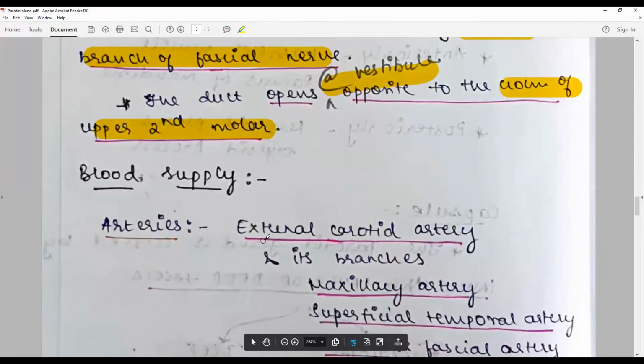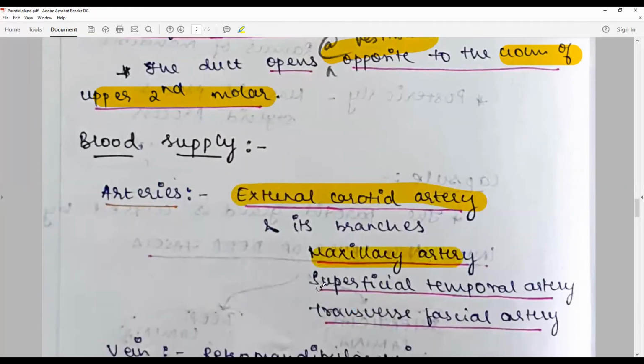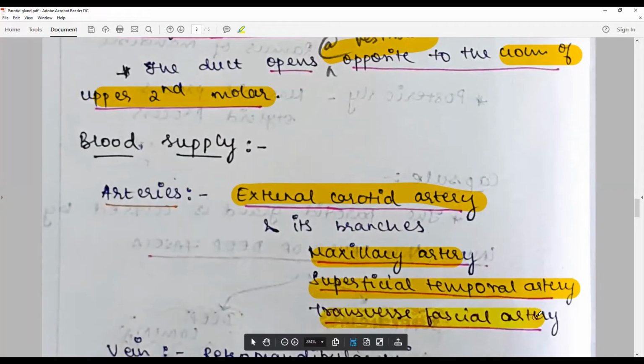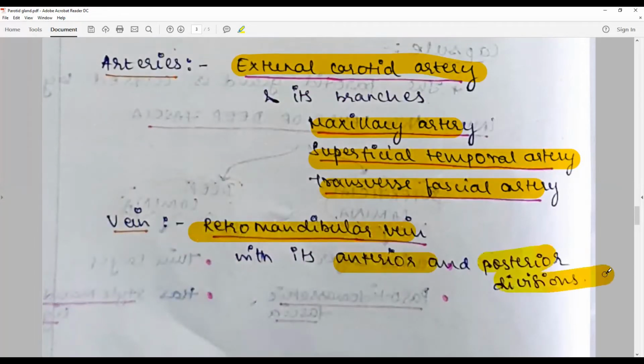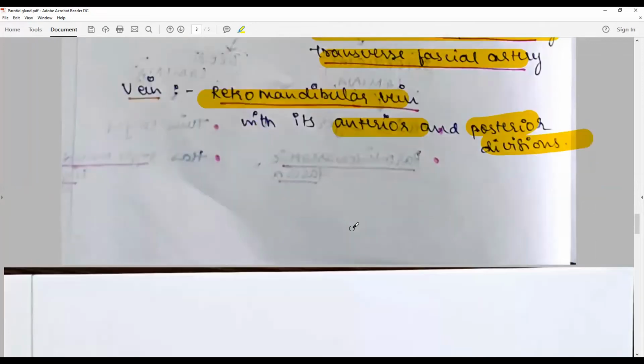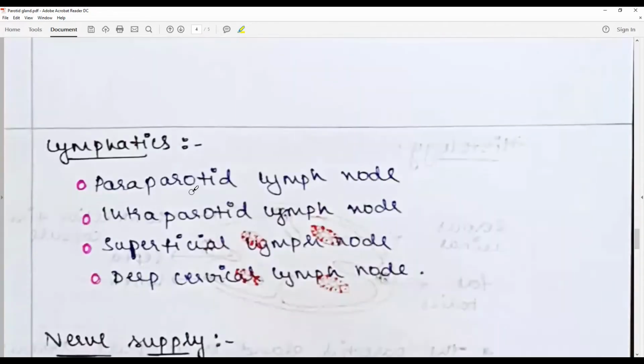The blood supply: the major blood supply to the parotid is the external carotid artery and its branches, namely the maxillary artery, superficial temporal artery, and transverse facial artery. All this applies to the parotid. The vein is the retromandibular vein with its anterior and posterior divisions draining the parotid gland. Lymphatics: the lymphatics drain to the parotid, intraparotid, superficial lymph nodes, and the deep cervical lymph nodes.